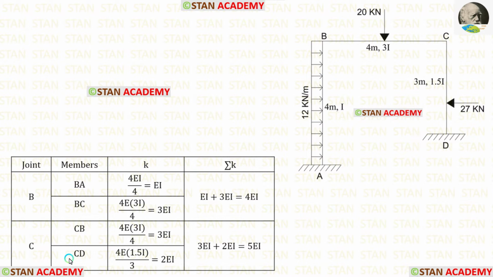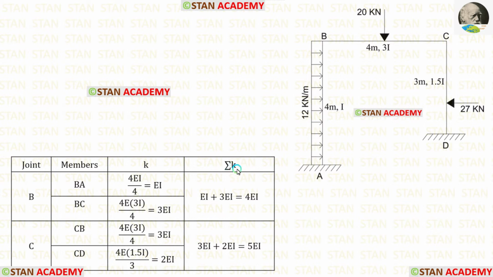Now let us find the stiffness for CD. For that, from the joint C, we have to look at the point D. In the point D, there is a fixed support. If the far end is fixed, the formula for the stiffness is 4EI upon L. Length of CD is 3. Let us apply that. The moment of inertia for CD is 1.5I. So instead of I, we have to apply 1.5I. Finally, for the stiffness of CD, we are getting 2EI.